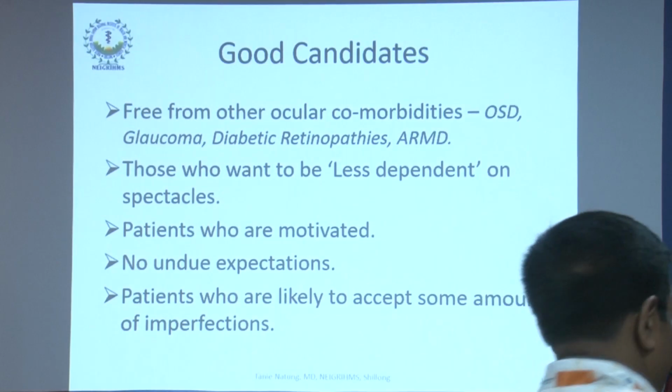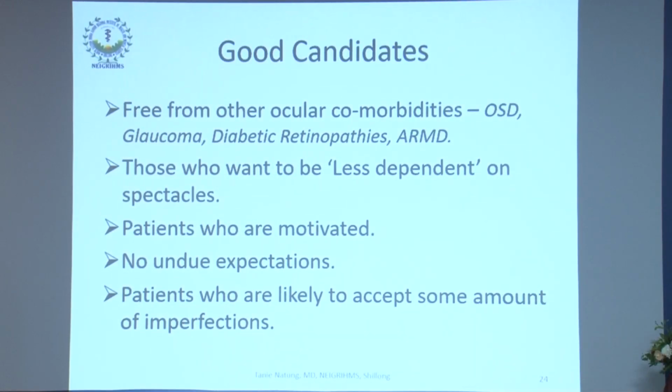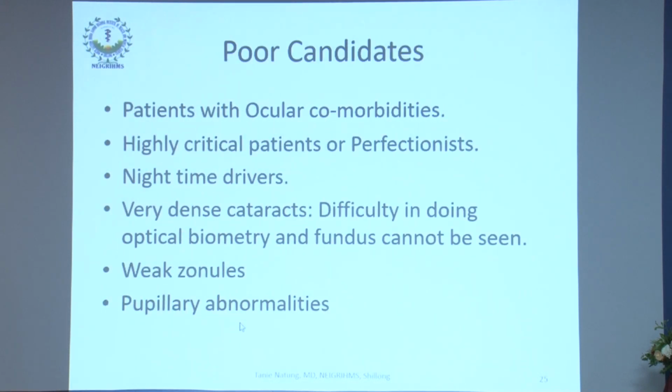So before surgery, who are the good candidates? Those who are free from ocular comorbidities, those who want to be less dependent on spectacles, and patients who are well motivated, no undue expectations, and those who are likely to accept some amount of imperfections. Poor candidates are the opposite, those having ocular comorbidities, highly critical patients or perfectionists, nighttime drivers, those who have very dense cataracts and weak zonules or pupillary abnormalities.